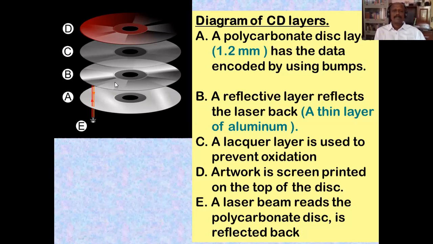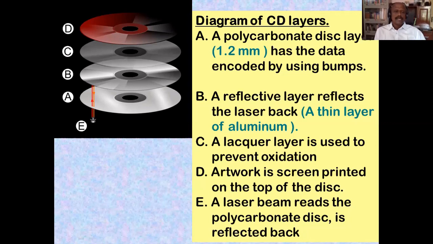Just above this polymer, you have a reflective layer, a small aluminium disc. Over this, to avoid oxidation, there is a paint lacquer layer, and over that, we can also have a printing, some artwork, which indicates what is stored in this CD. So a CD can be considered in four parts: a polycarbonate layer, aluminium disc, lacquer against oxidation, just like a varnish, and over this we have a printing.